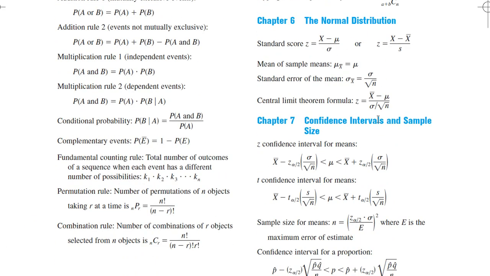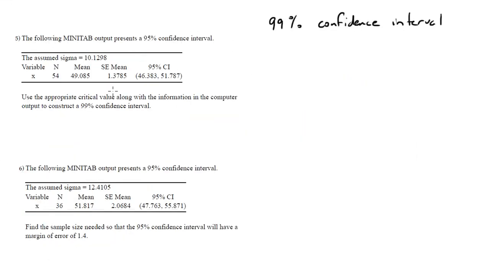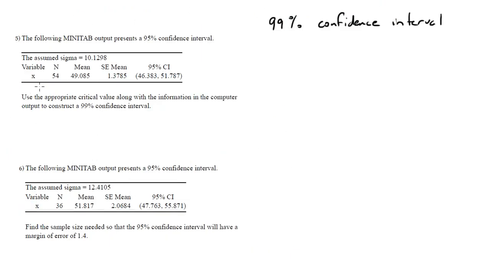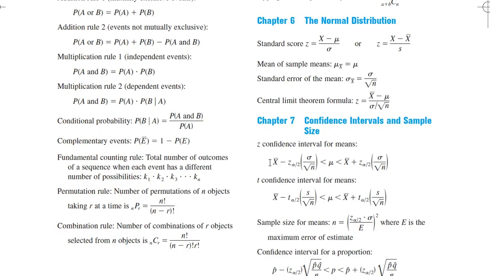Okay, so pulling up the formula sheet, important formulas. Chapter 7 is confidence intervals. So we've got Z confidence interval for means and T confidence interval for means. Which one are we talking about? We have an assumed sigma here. We have something that we think is sigma. So this is the population standard deviation. So let's use Z, because Z we use when we know the population standard deviation, normally distributed, or n is greater than or equal to 30. In this case, n is 54. Let's go for it.